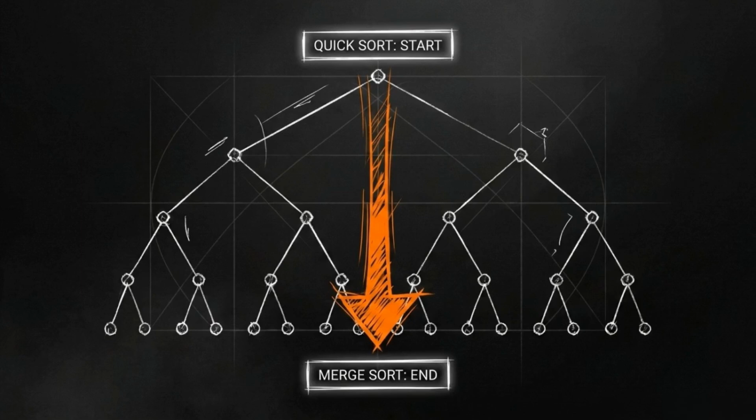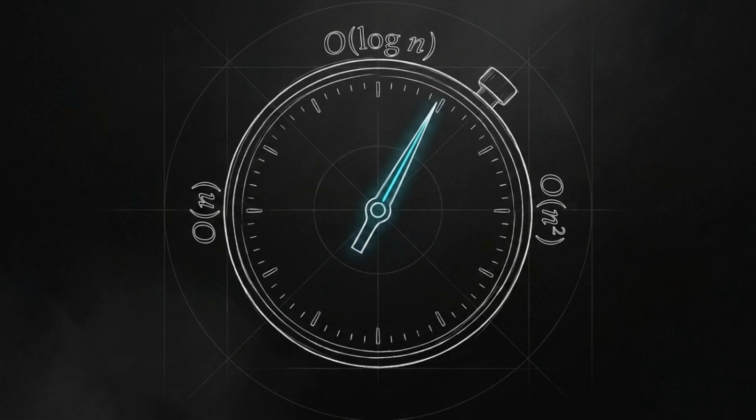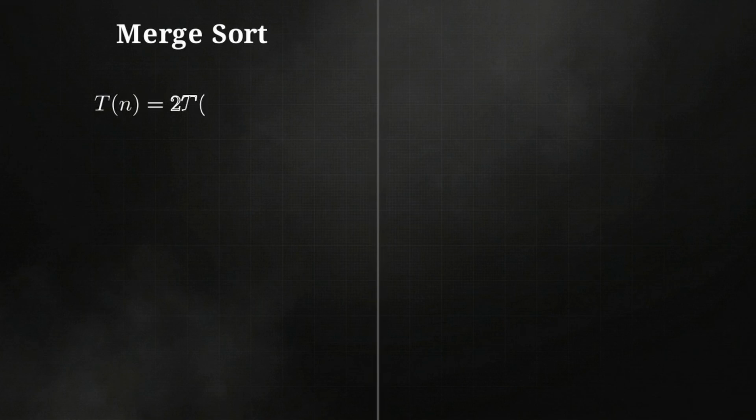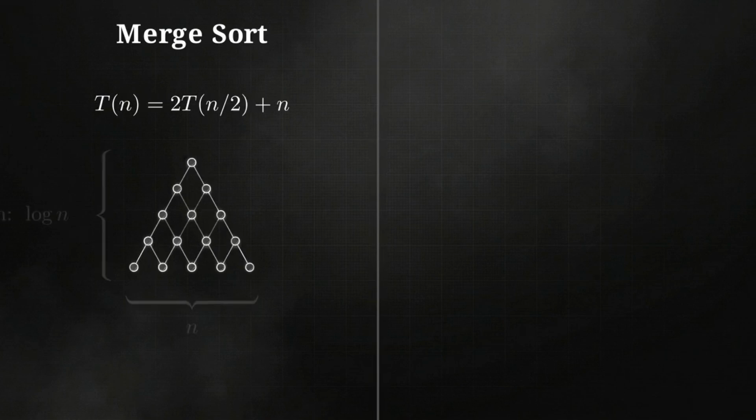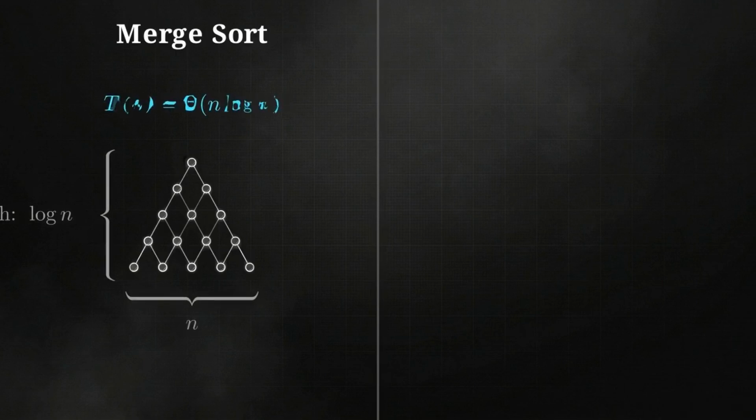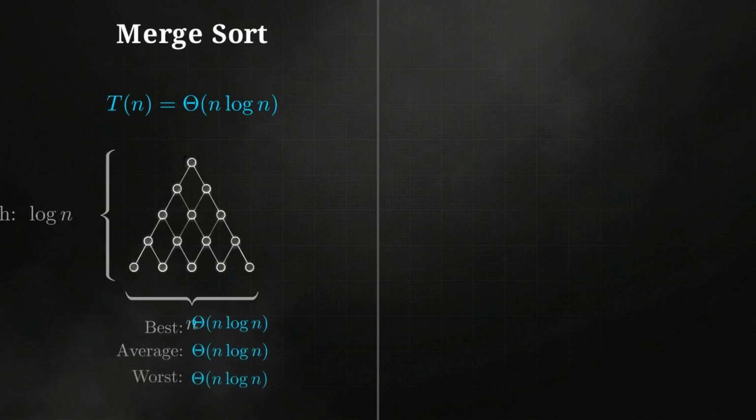Merge sort executes its sorting work at the very end of the recursion tree. Quicksort executes its sorting work at the very beginning. We can translate these structural differences into theoretical speed limits using recurrence relations. This recurrence equation maps merge sort. By cutting the dataset perfectly in half every iteration, the recursion tree remains entirely balanced, resulting in an optimal time complexity of n log n across best, average, and worst-case scenarios.